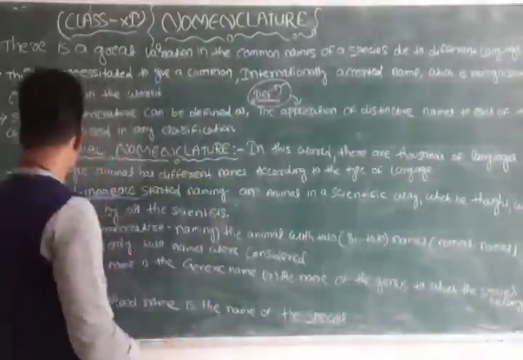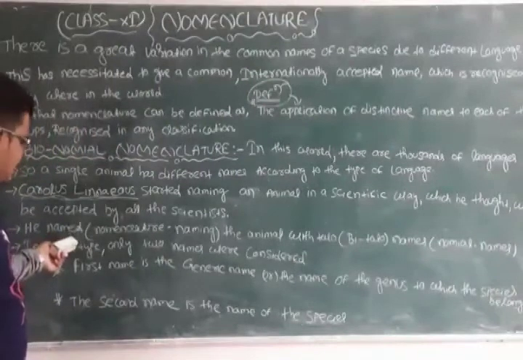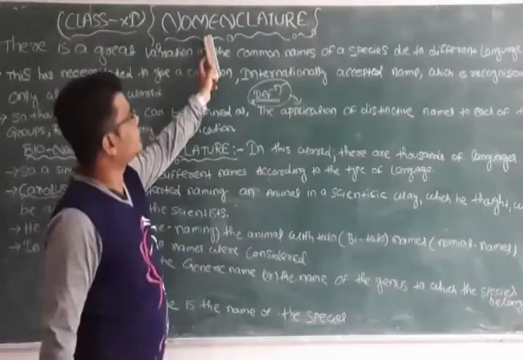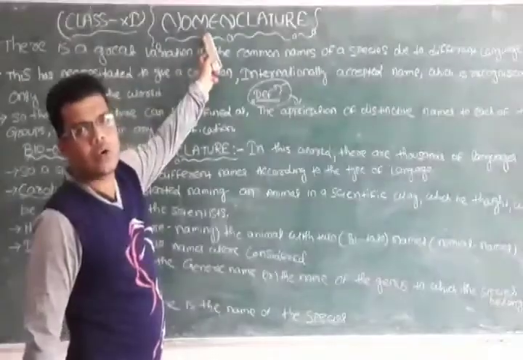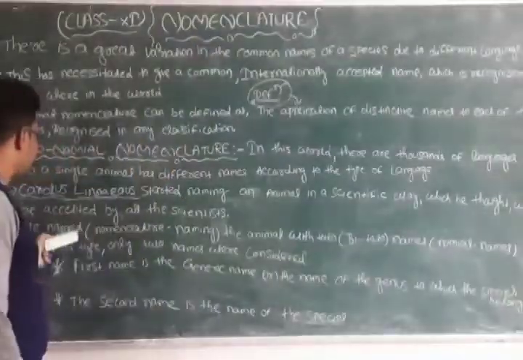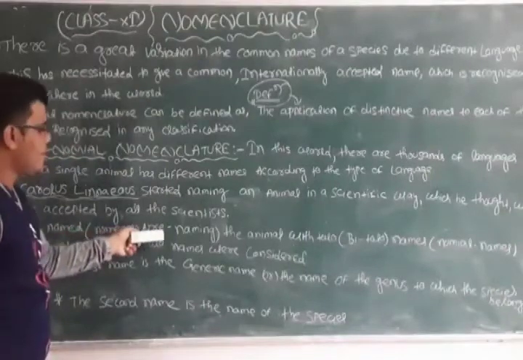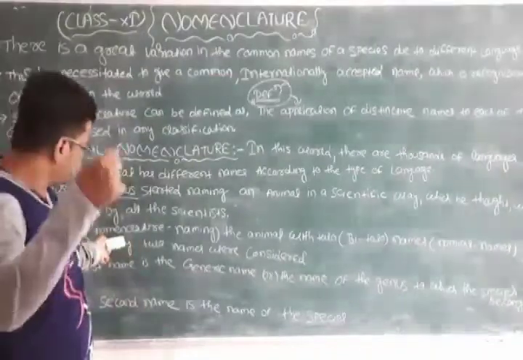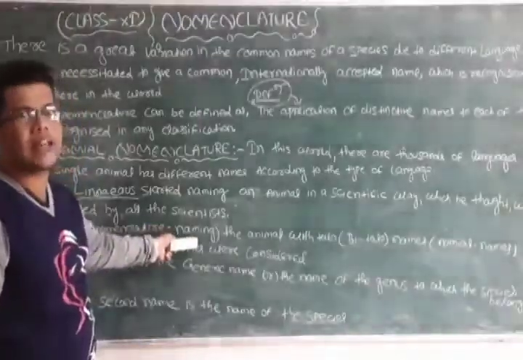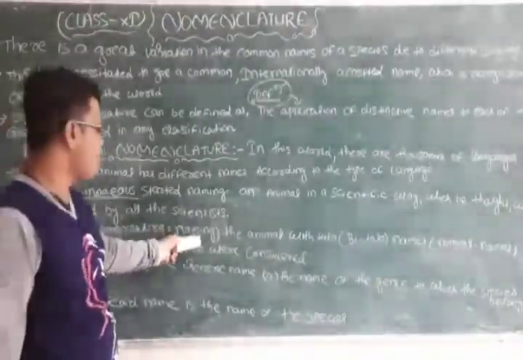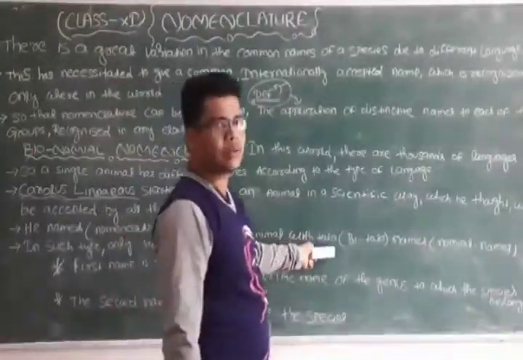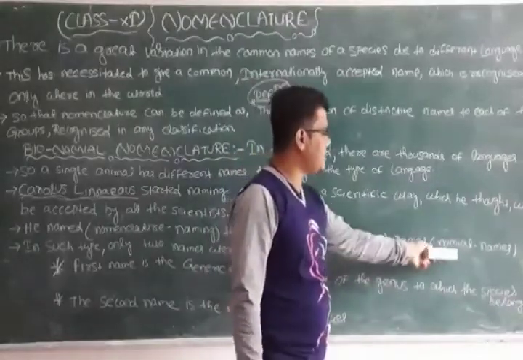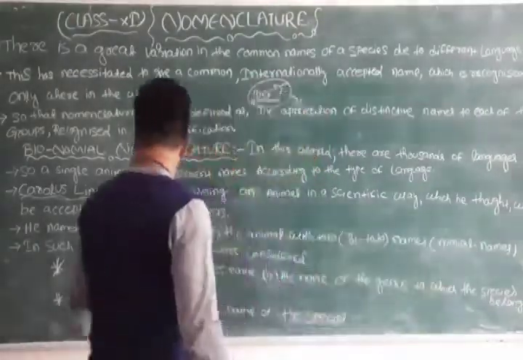He named it nomenclature. Carlos Linnaeus gave that term, nomenclature, which, as I have already told, is a naming system. Naming an animal with a two letter word. Bi means two, and nomial means name, that is, the naming.